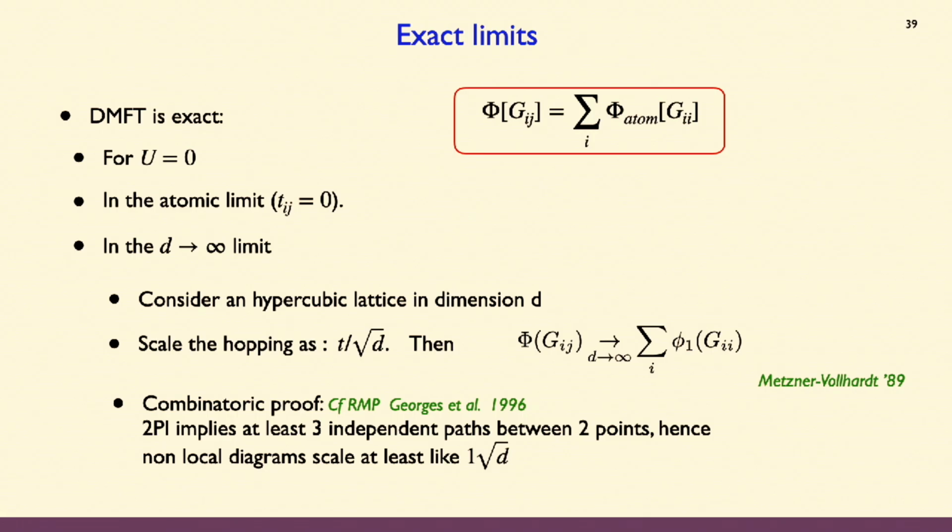Meaning if you take the system in a hypercubic lattice of dimension d and scale it correctly in the large dimension limit, this approximation becomes exact. You can find the proof in the standard reviews. I don't want to go into any of this technicality here. It's just a statement. And because it's true in the large dimension limit, that's why it's equivalent to a mean field, because that's also one way to derive the mean field approximation.